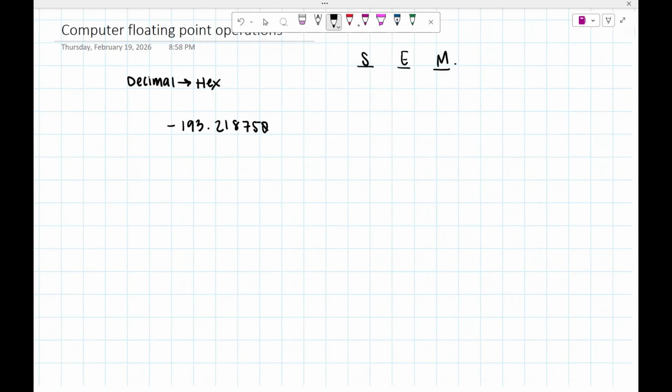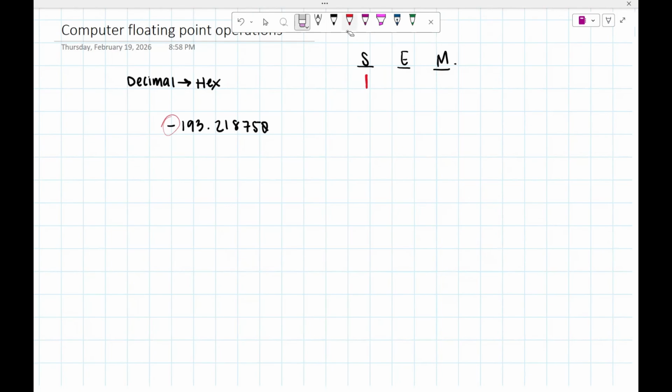The first thing we can easily derive here is the sign. We know that it's going to be a negative number since there's that negative in front of it. So we already know that the sign is going to be 1. If it was a positive number, we would make it 0. But in this case, it's a negative number, so we leave it as 1.